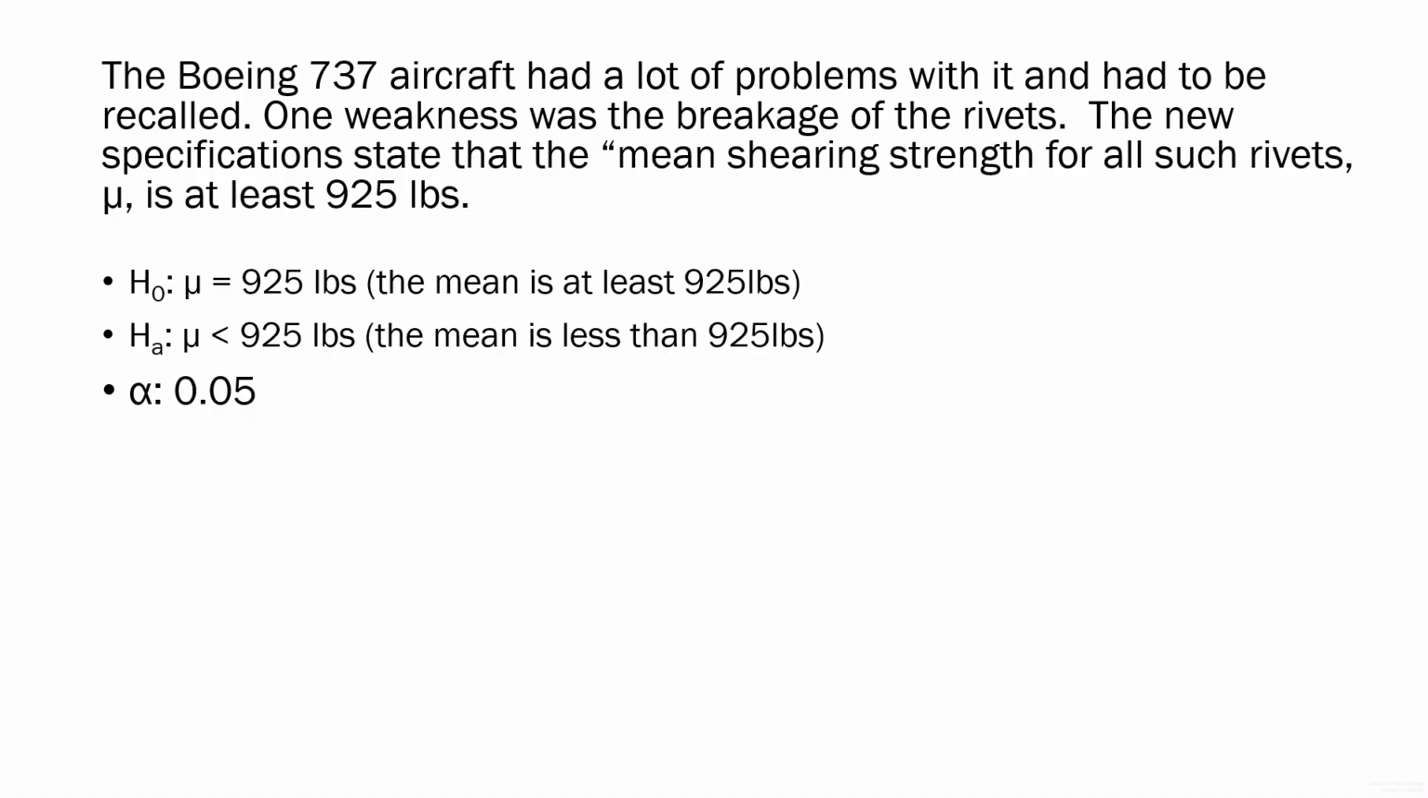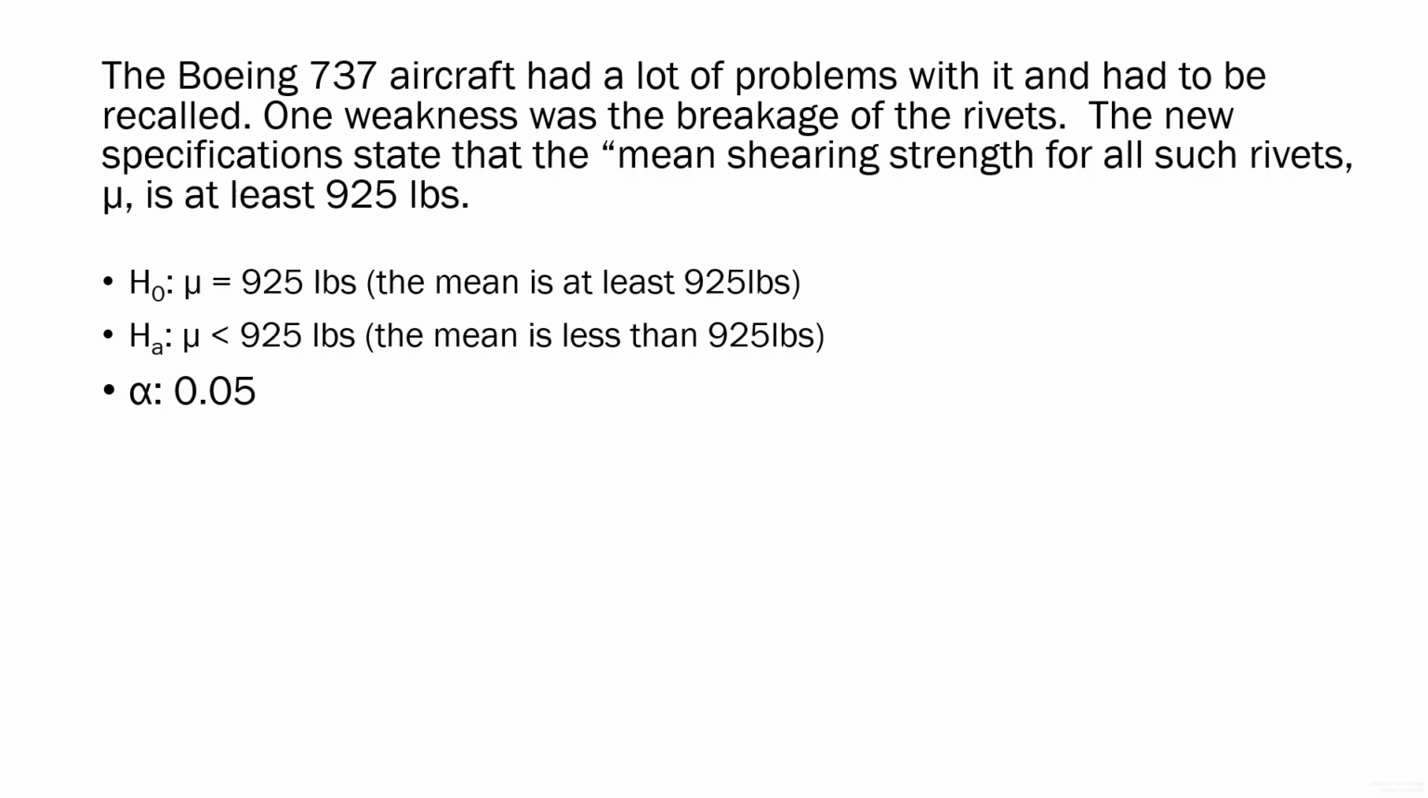So let's do an example. A Boeing 737 aircraft has a lot of problems with it, and it had to be recalled. So there's lots of evidence of flights that have gone down because of these planes. One weakness was the breakage of the rivets, and I had to look up what a rivet is, and it's basically like a giant, huge screw. So that's not a good thing on an airplane. So the new specifications state that the mean shearing strength of all such rivets, mu, has to be at least 925 pounds to make sure that we are safe.